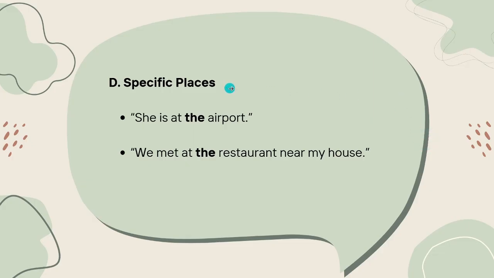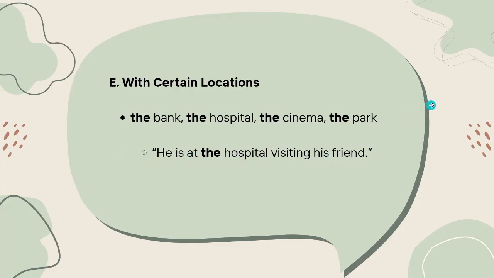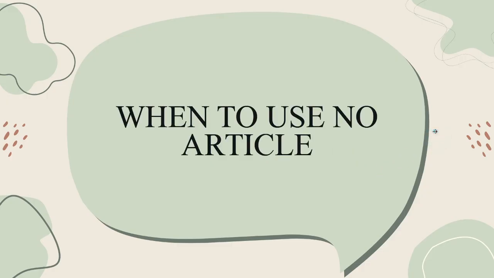We have the specific place. This is for a specific place. She is at the airport. We met at the restaurant near my house. The E case is with certain occasions: the bank, the hospital, the cinema, the park. He is at the hospital visiting his friend. So, that might be clear.